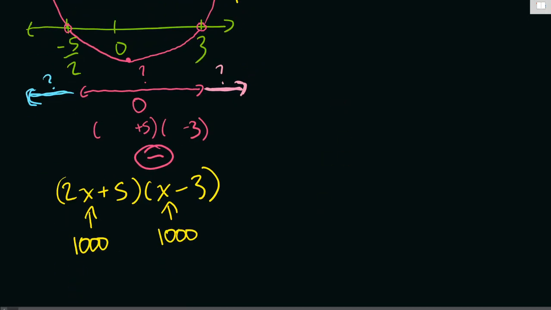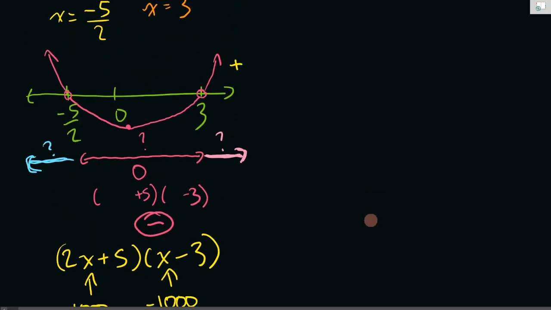And if I imagine plugging in negative 1,000, this is in the negative thousands, and this is in the negative thousands, and negative thousands times negative thousands is positive millions. So again, we're just going to get positive there. You don't need to get super fancy.